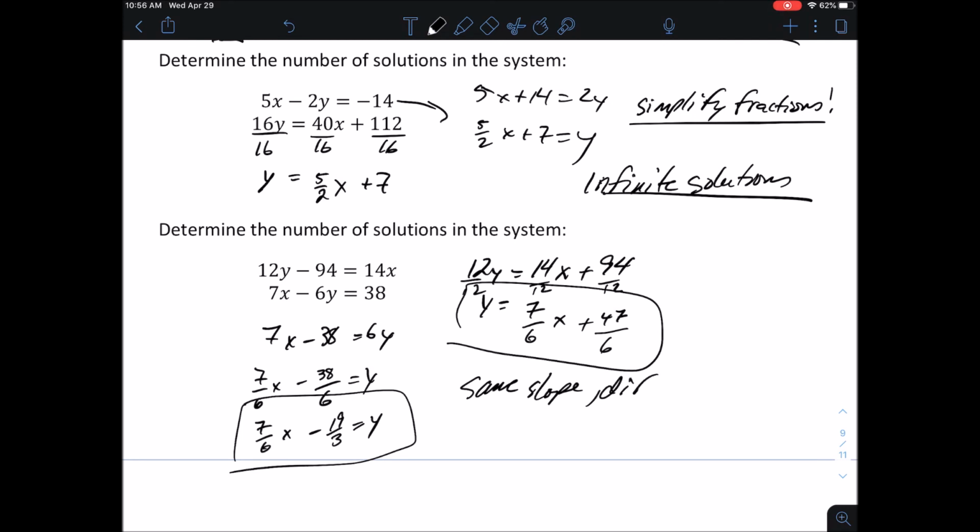So if I compare my two equations, they have the same slope, but they have different intercepts. So I hope you got that there.